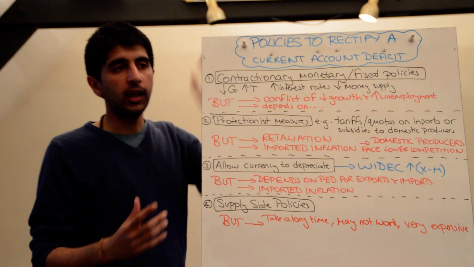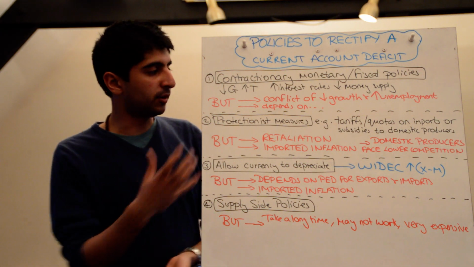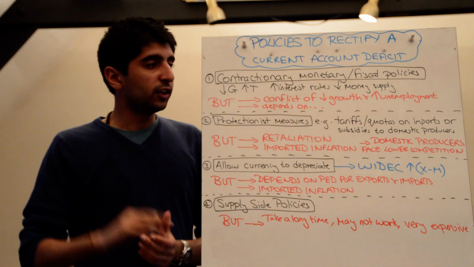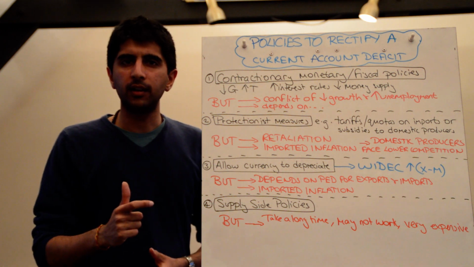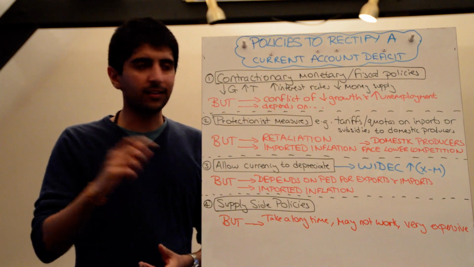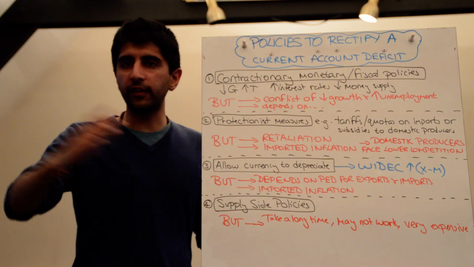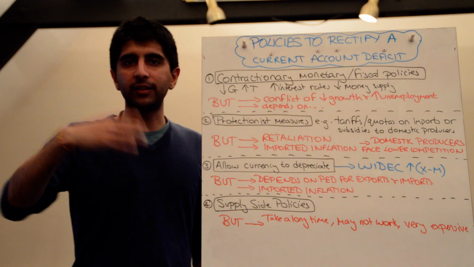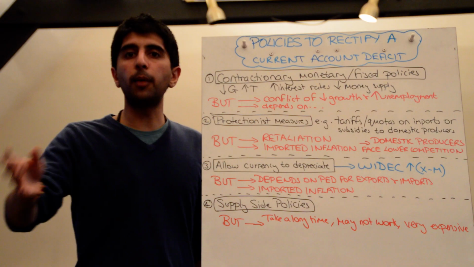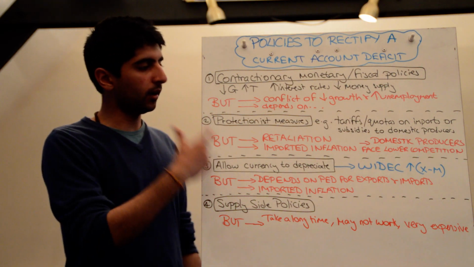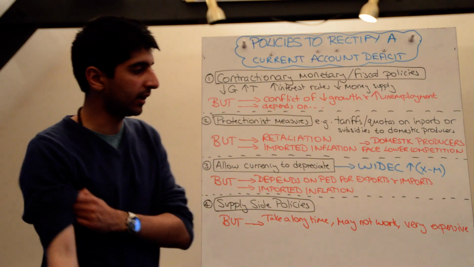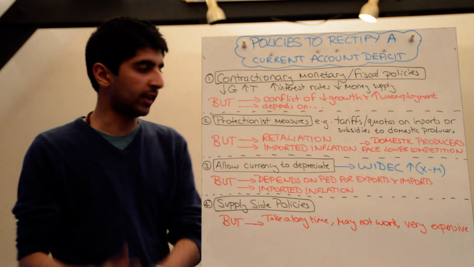Retaliation, first of all. If one government decides to protect its domestic industries, chances are other governments won't like it. Other governments are going to retaliate and say, hang on a minute, if you're protecting your stuff against us and you're imposing taxes on our products, then we're going to impose taxes on your products. Chances are you're going to see retaliation, which is a big negative, reducing overall trade in the economy.